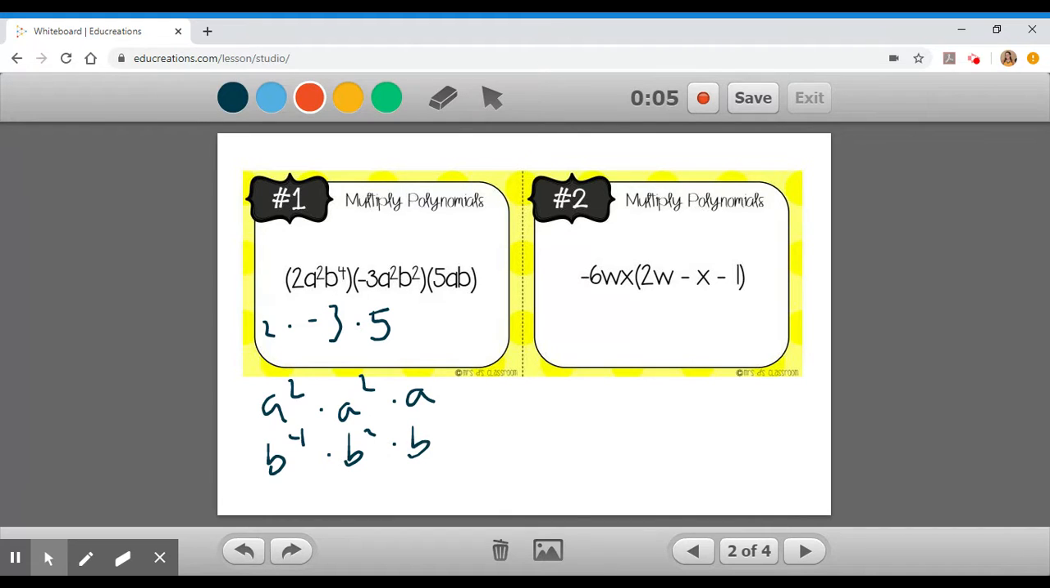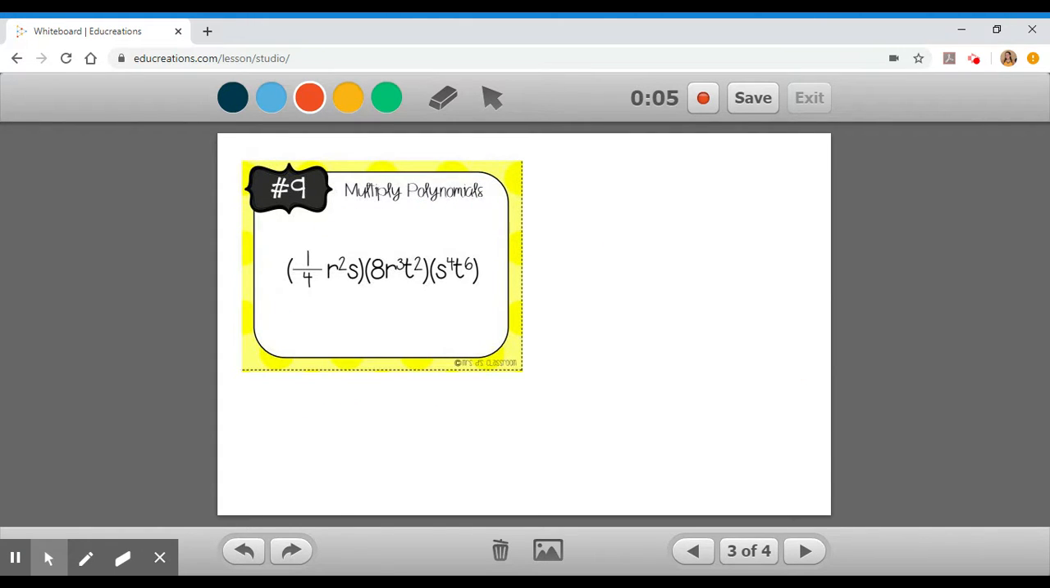So it's been a while since we did this. This is closer to just our initial work with exponent rules. 2 times negative 3 times 5, we're going to have negative 30. A squared times a squared times a, we have 2, 2 more, 1 more. We're going to have 5 a's if we picture that expansion, a to the 5th. b to the 4th times b squared times b, 4, 2 more makes 6, 1 more makes b to the 7th. So for that one, I would just rearrange, regroup, and then multiply it out, thinking about the expansion. On problem 2, where we do have addition or subtraction, that's where we're distributing.